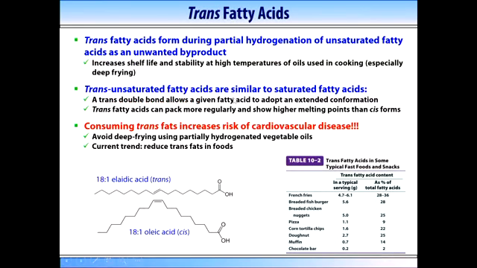Perhaps you heard about the trans fatty acids. In one of the previous slides, I showed you that most of the double bonds that naturally occur in the fatty acids are cis double bonds. And we get used to hearing in mass media about the trans fatty acids. Trans fatty acids form during partial hydrogenation of unsaturated fatty acids as an unwanted byproduct. You may ask, why do we even need to do this hydrogenation?